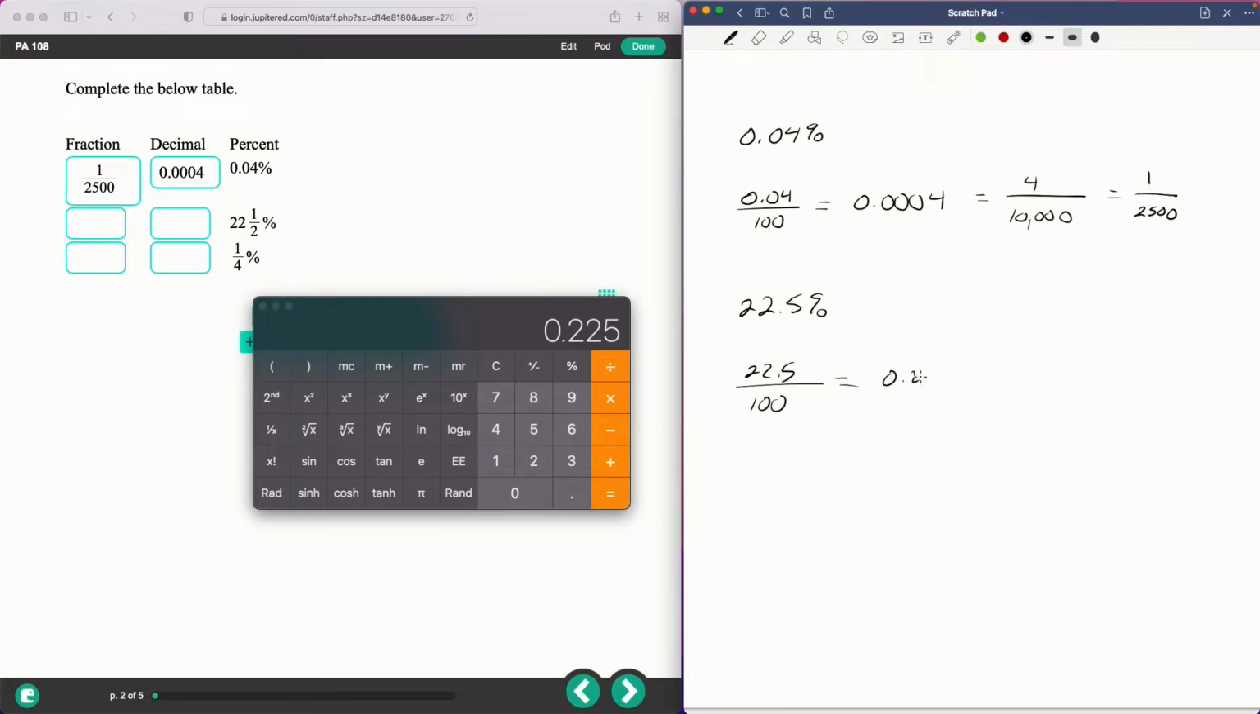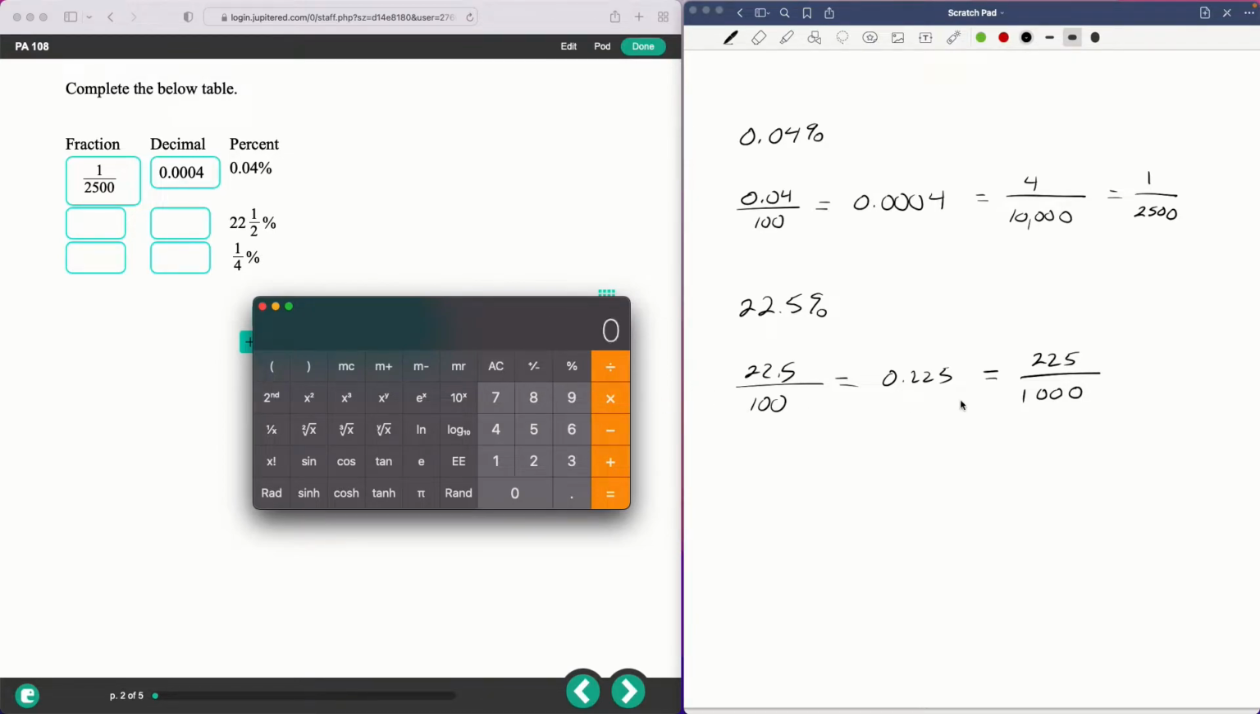So 0.225. Now we need to put that in a fraction format. So in order to do that, we need 1, 2, 3 zeros. So the number 1 and 1, 2, 3 zeros would make that 225 on top. So to double check, we're going to multiply this by 1,000. 225, okay? That's just the inverse operation here. So we multiplied by 1,000 to get 225. You can also divide by 1,000 and you're back to this original decimal. That's how you know you did it right, okay?